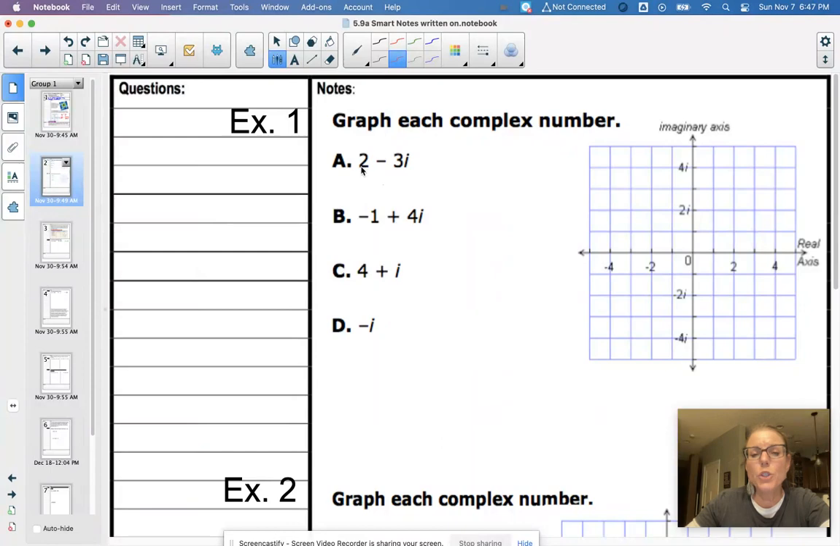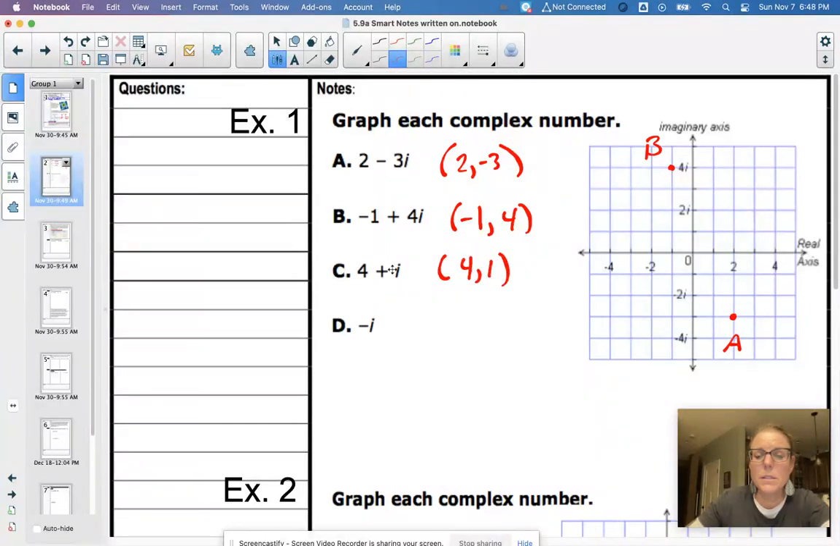So we have 2, negative 3i, which really we're going to graph as 2, negative 3: over 2, down 3. Right there. That is A. Negative 1 is the real part. The imaginary part is 4. Negative 1, up 1, 2, 3, 4. That's B.